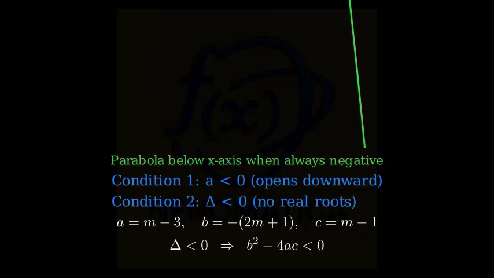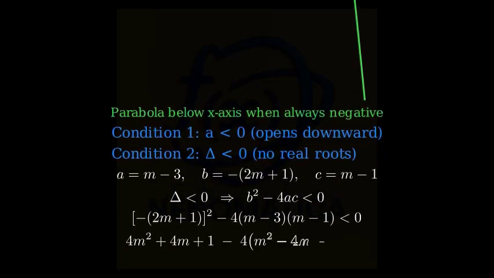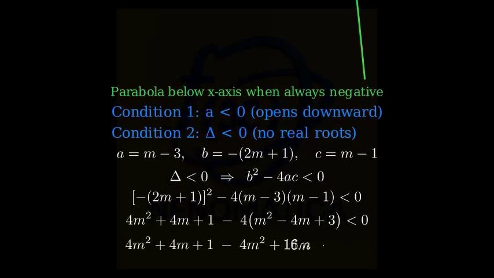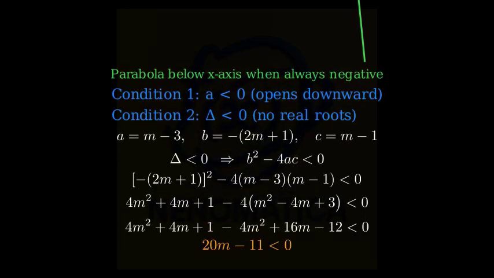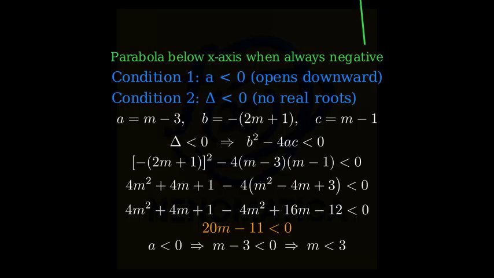Substitute a, b, and c. Then expand and simplify carefully. We arrive at a single linear inequality in m. Next, solve each condition. From a less than 0, we get m minus 3 less than 0, so m is less than 3. From 20m minus 11 less than 0, we get m is less than 11 over 20.